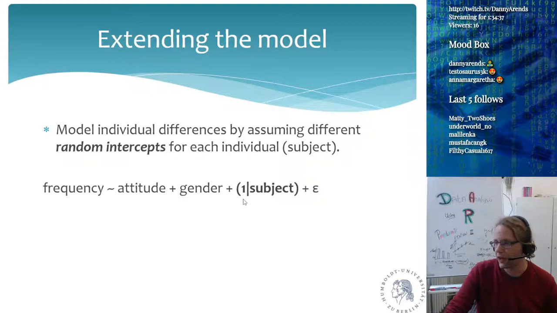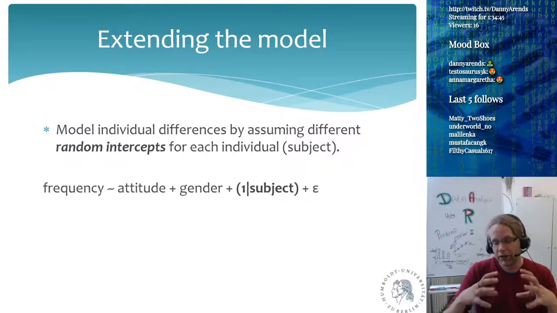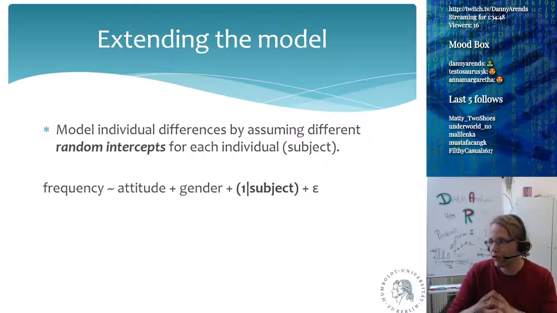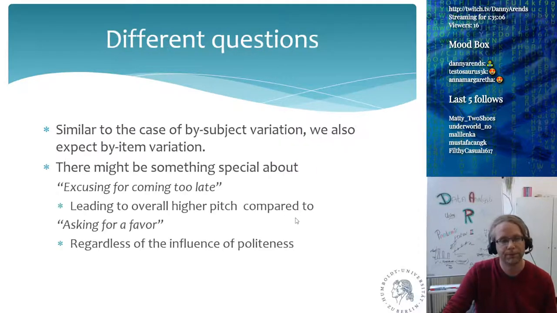So I'm saying that every individual has the same slope, so the same kind of directional coefficient, but the average speaking voice of every person is allowed to be different. So the first thing that the model will start doing is calculate the mean for each subject, and then it will do all of the other effects relative to the mean of that subject. And this is more or less how you would write it down as well when you are writing a scientific paper.